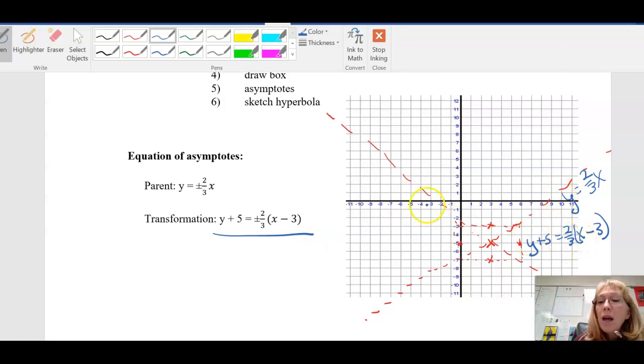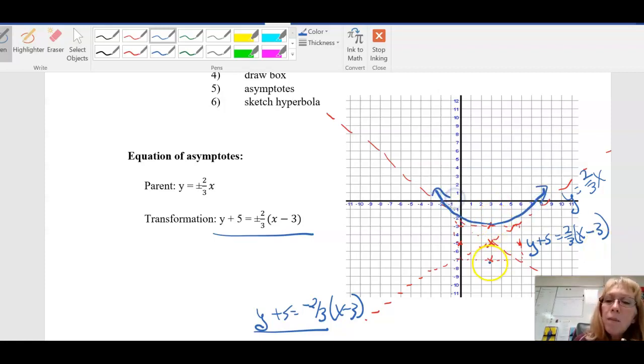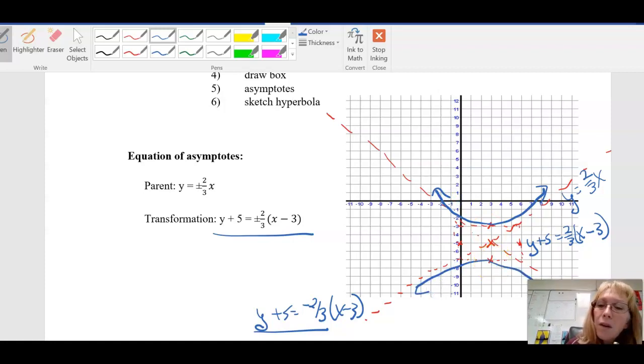That's the positive one. It's going to be the exact same thing on the bottom, so we can put a plus or minus. So this equation here is just y plus 5 equals negative 2/3 times x minus 3. So we got the equation of the two asymptotes. We know this is opening on the y, so we can start to sketch it in. And now we have to find those foci. Now remember, for the foci, we have to add them together. So we have to take the 9 plus the 4, which equals 13.